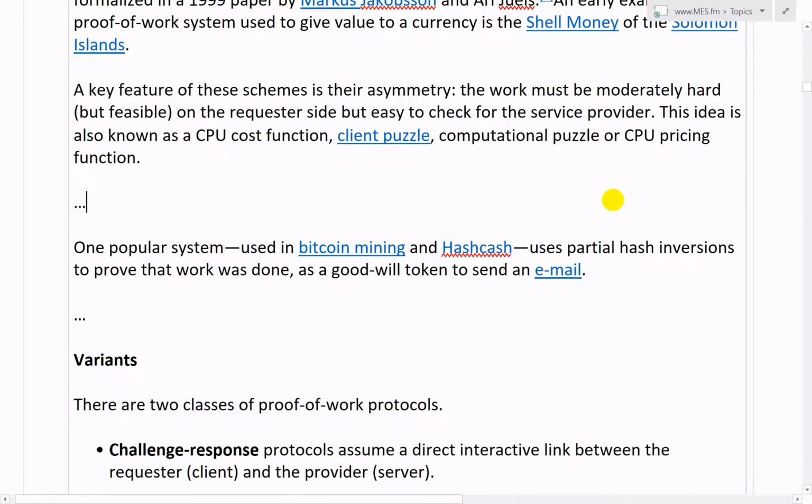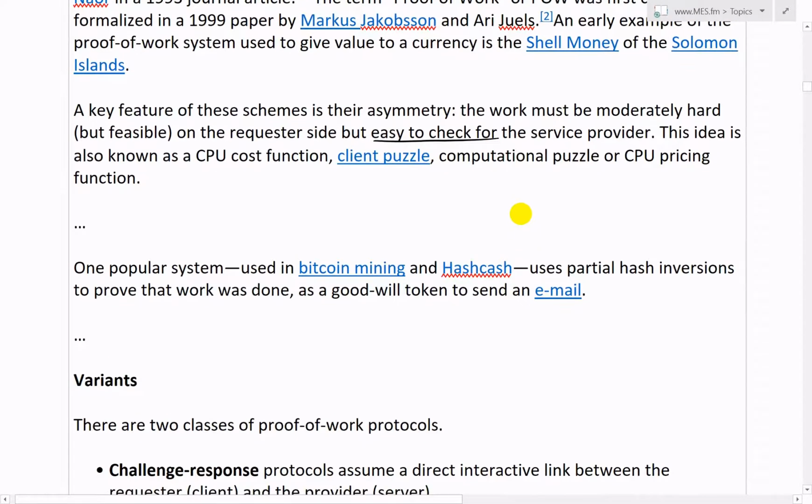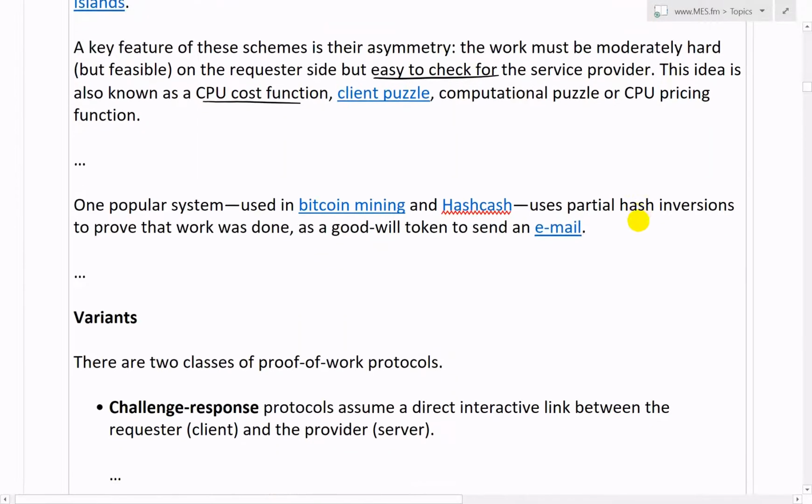A key feature of these schemes is their asymmetry. The work must be moderately hard but feasible on the requester side, but easy to check for the service provider. And this is where we'll get into cryptography later, which is part of the one-way mathematical function. Easy in one direction, hard in the other. This idea is also known as a CPU cost function, client puzzle, computational puzzle, or CPU pricing function.